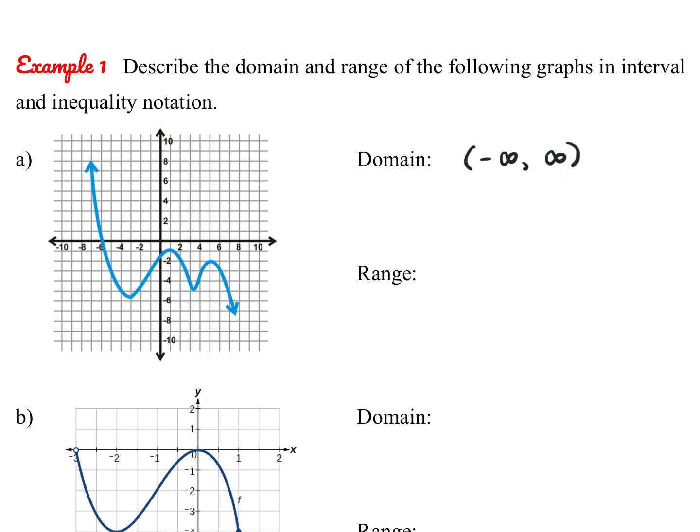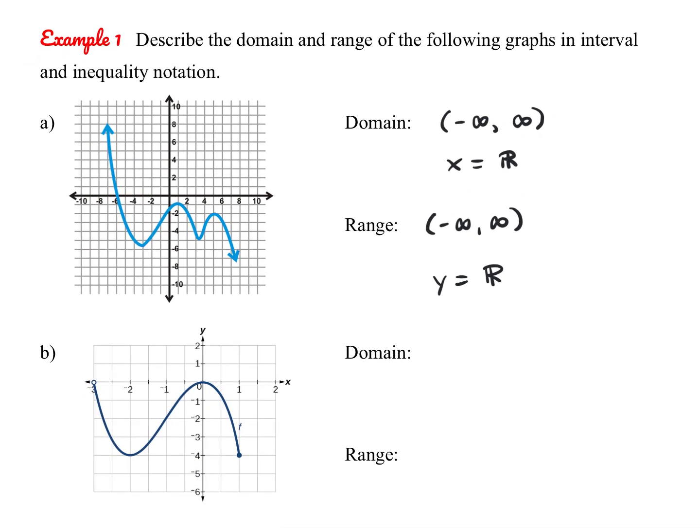Either way means the same thing. And with infinity, we always use parentheses. We don't include infinity because infinity is not an actual number, so we can't include it. So parentheses always go with infinity. Now, if we're doing inequality notation, we would say x equals all real numbers, so that fancy symbol for all real numbers. For the range, again, this graph is going to go down and up forever, so it's eventually going to cross every y value, so our range is also all real numbers, negative infinity to positive infinity, and we can say y equals all real numbers.